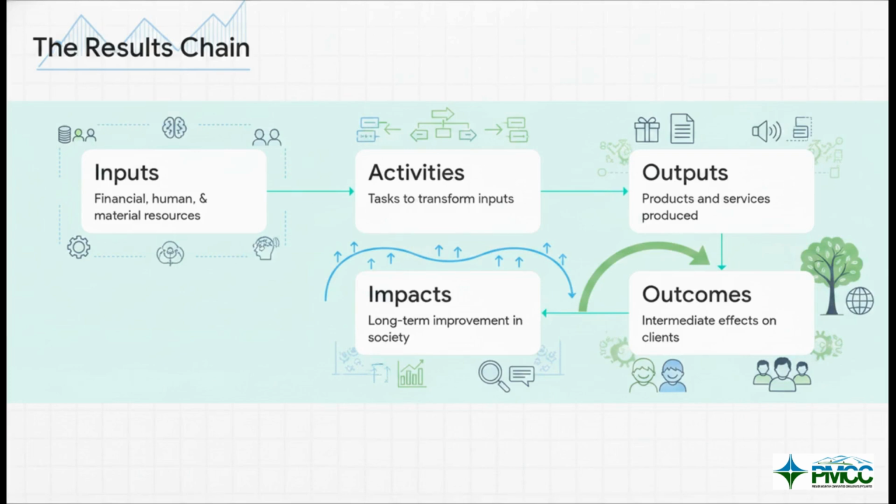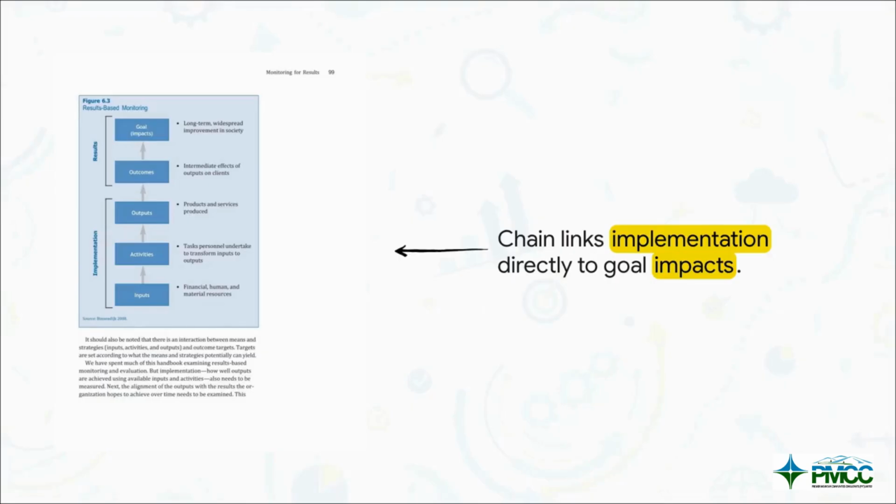From there, we shift gears and move upward into results. Step 4 covers outcomes, which are the intermediate effects those outputs have on your clients. And finally, Step 5 is impacts. That's the big one, the long-term, widespread improvement in society. Take a look at how this whole progression flows. The implementation side, your inputs, activities, and outputs, that builds your solid foundation. But notice how it continuously pushes upward into results.